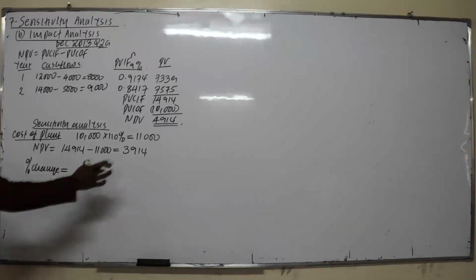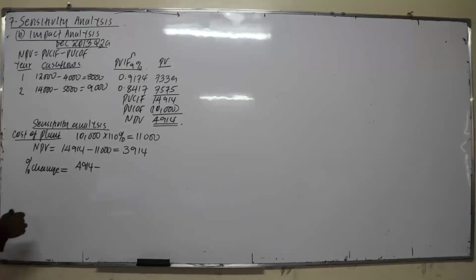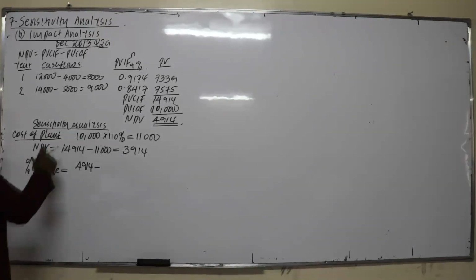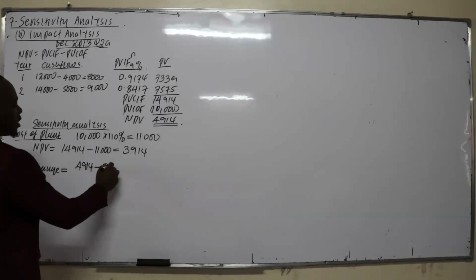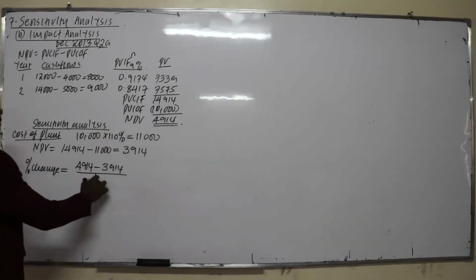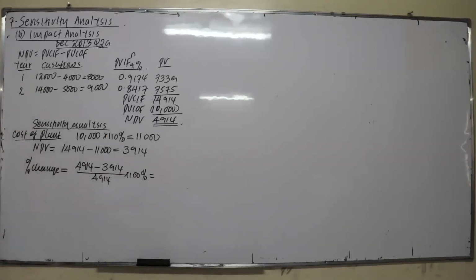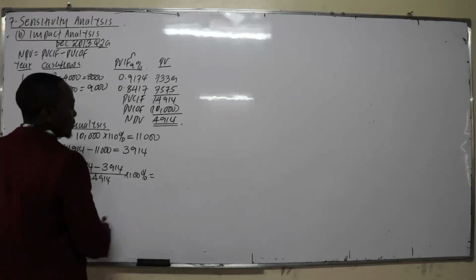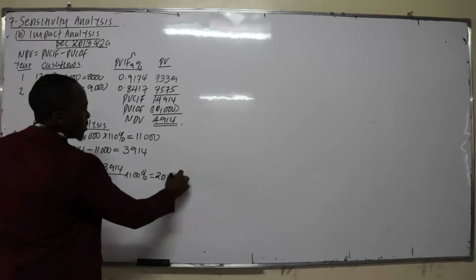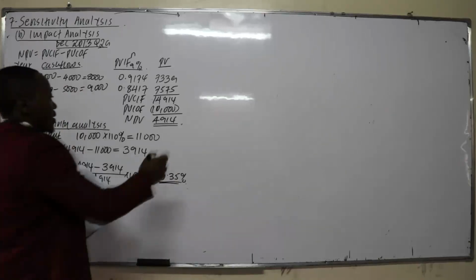The base case NPV was 4914. Then when you change the cost of plant, the NPV reduces to 3,914, and you get the change. Then you divide by the base case NPV, 4914. Then you multiply by 100%. What do you get? Yes? 20.35%. Good. Now let's evaluate the other factor.